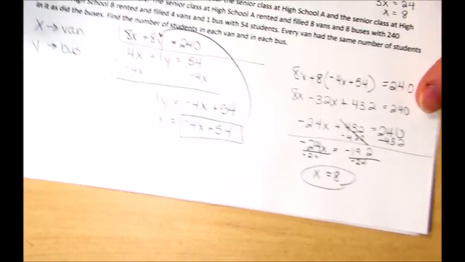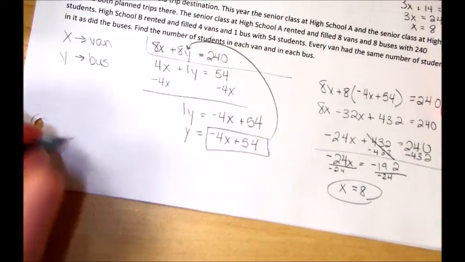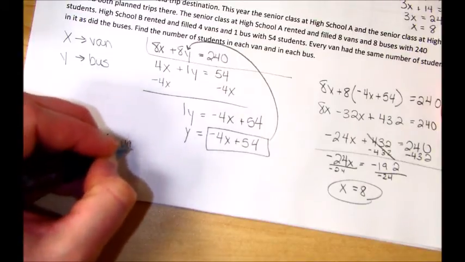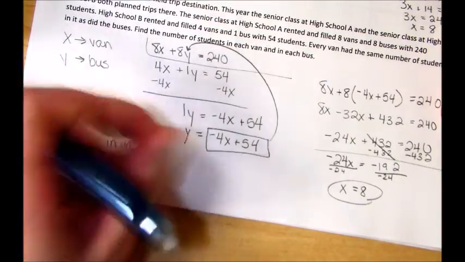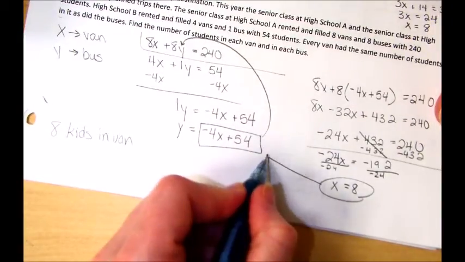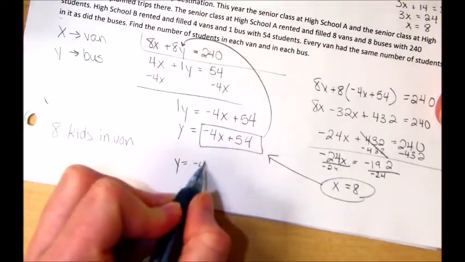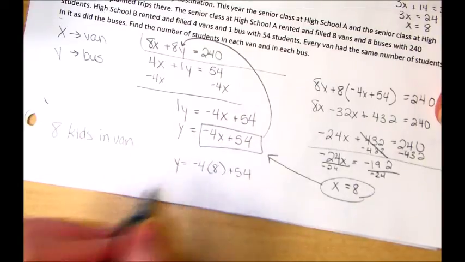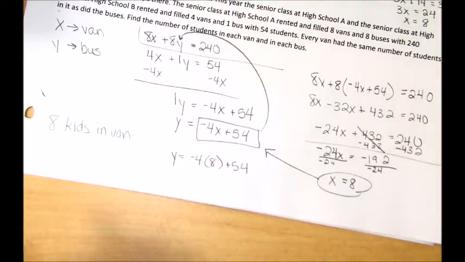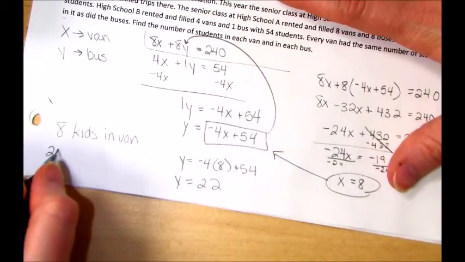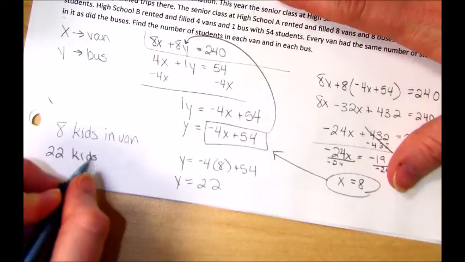Okay, so we have how many kids fit in a van. X was how many fit in a van. So we can say 8 kids in a van. Now take that and put it in your box. Y equals negative 4 times 8 plus 54. That's negative 32. Let's see. Plus 54 makes 22. So we can fit 22 kids or students in a bus.